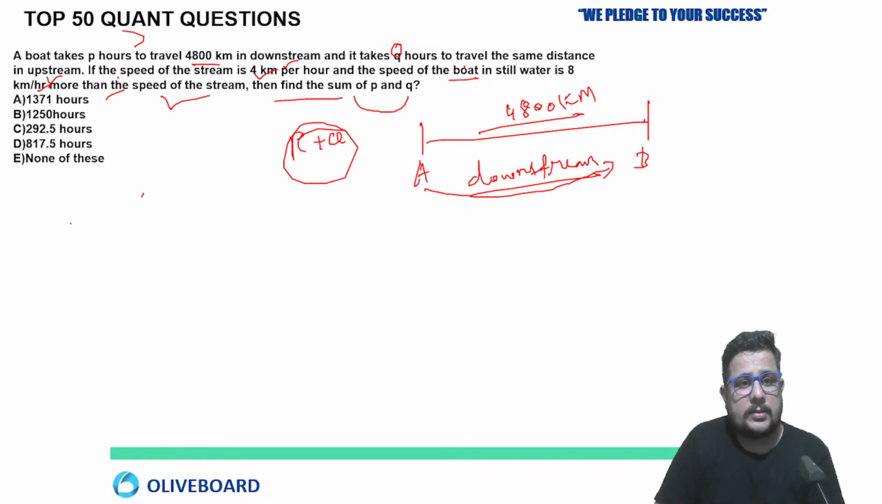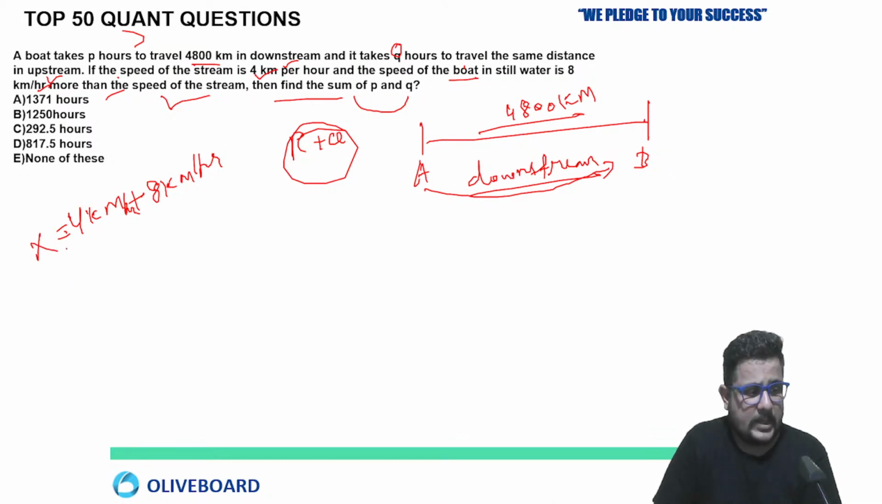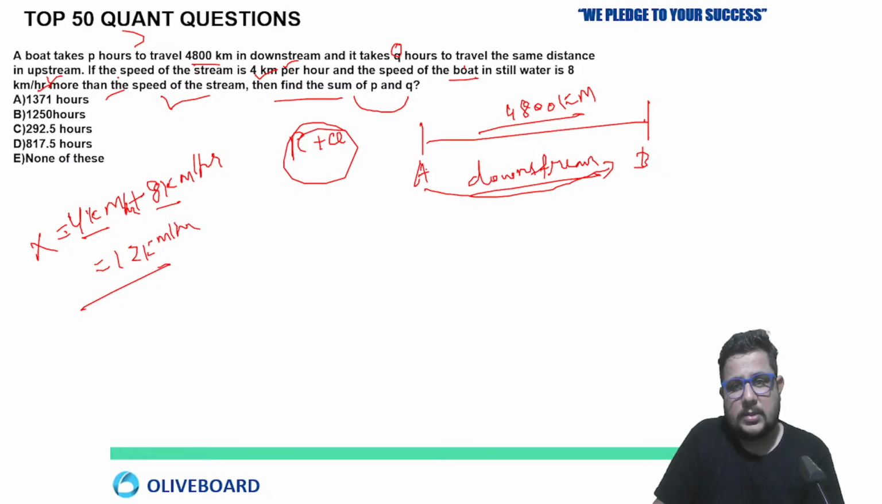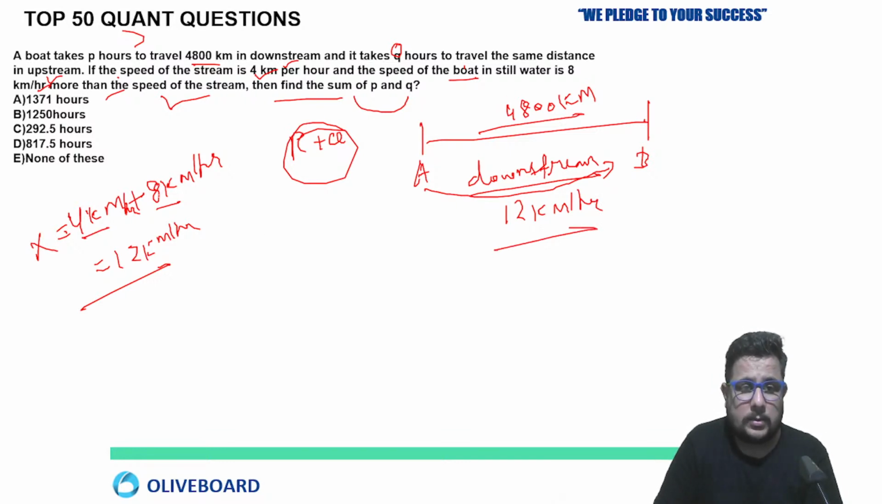Okay, so the speed of the stream is 4 km per hour, plus how much more? 8 km per hour. The speed of the boat in still water, which I assumed as X, and the speed of the stream is y. Very good. Okay, so 4 plus 8, so 12 km per hour. So here the speed of the boat in still water is 12 km per hour. Upstream speed is going to be 12 minus 4, which means 8 km per hour.